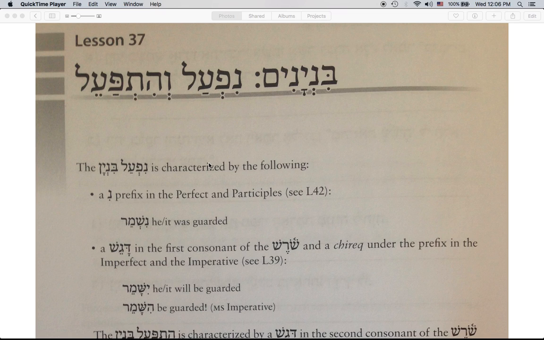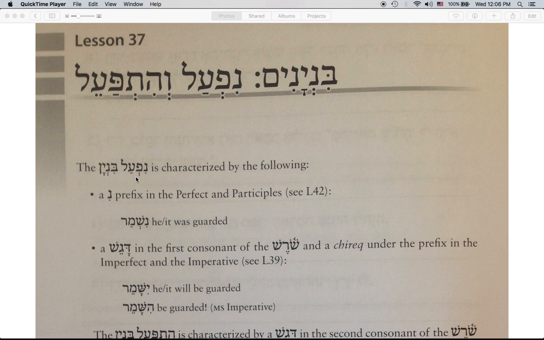Lesson 37 introduces two new binyanim, nifal and hitpael. When we look closely at the Hebrew words nifal and hitpael, we learn a lot about what these binyanim are. So let's take a closer look down here.